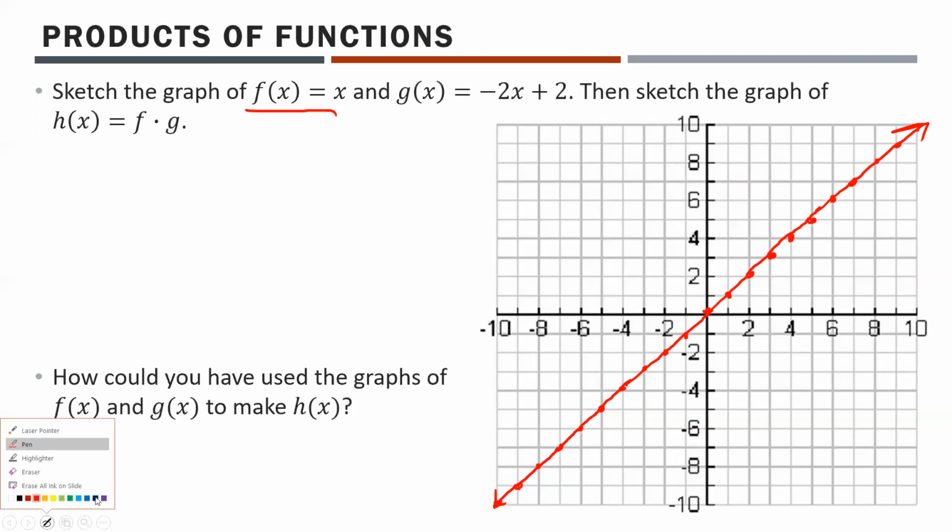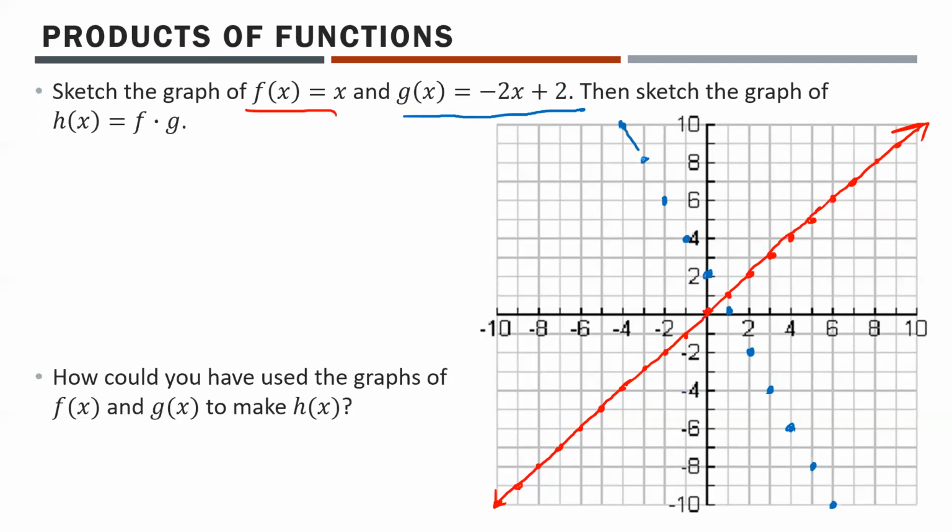Now I'll switch pen color. I'll do blue for g of x. That kind of scribbled it out. There we go. g of x is -2x plus 2. So 2 is our y-intercept, and our slope is -2. So we're going to go down 2 over 1, down 2 over 1, down 2 over 1, and so on. There we go, and then just do it in reverse.